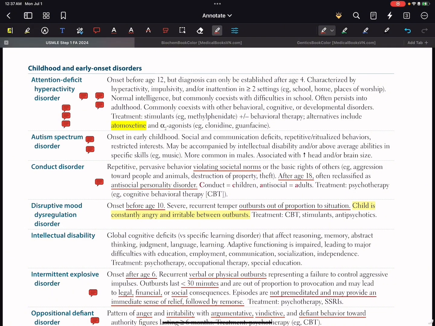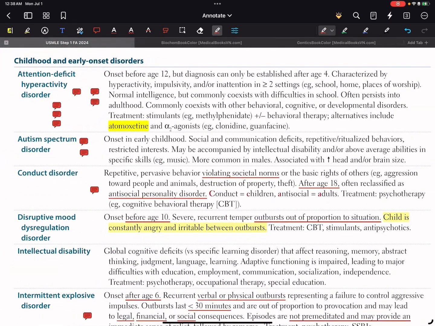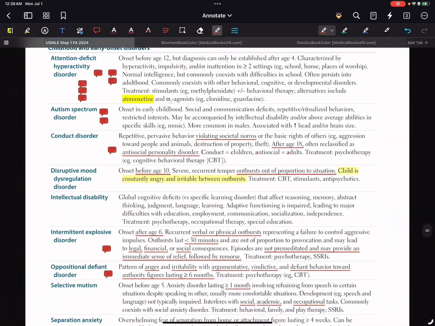They'll ask you about a patient having ADHD who wants another drug, not a stimulant, because he has a brother with a history of substance use disorder. So instead of giving a stimulant, you will give atomoxetine, which is a non-stimulant, and alpha-2 agonists, clonidine and guanfacine. ADHD has nothing else that is important.